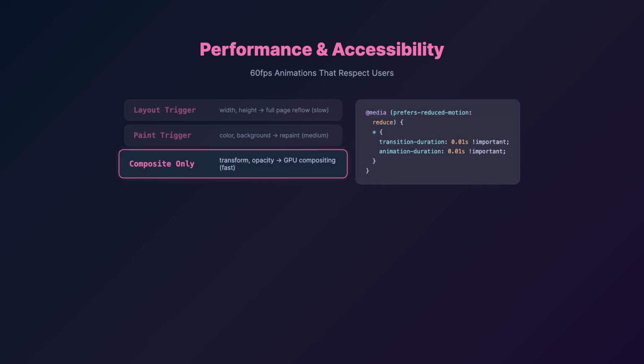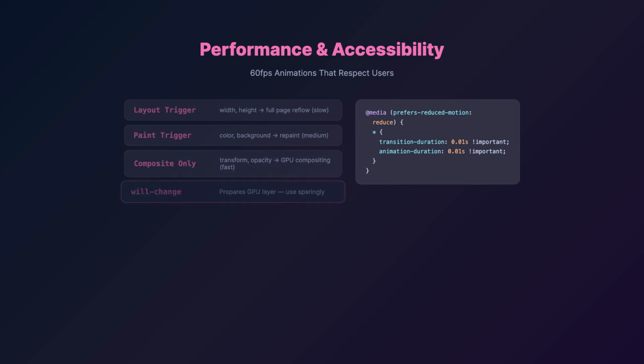Animating transform or opacity triggers only compositing. Compositing happens on the GPU. It's the fastest path. Always prefer transform and opacity for animations. Instead of animating top and left, use translate. Instead of animating width for a growing effect, use scale.